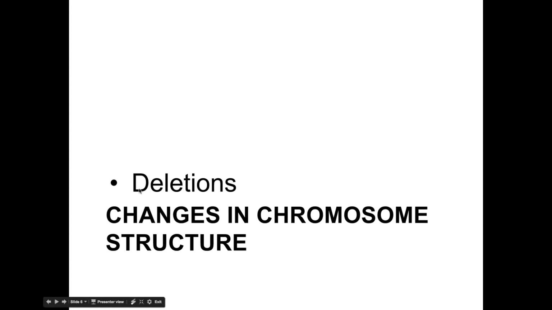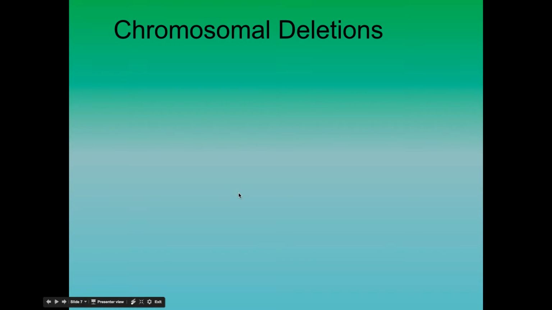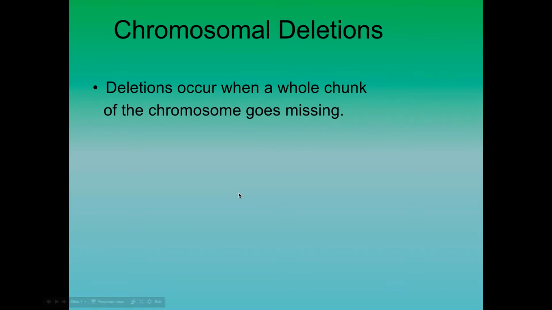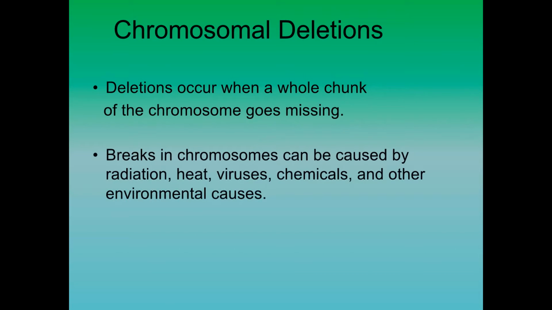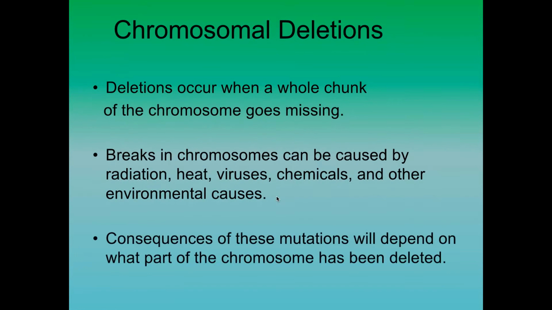Now, first, we're going to focus on deletions. These are the easiest to understand because they're exactly what they sound like. Deletions occur when an entire chunk of the chromosome goes missing, right? So this could happen for any number of reasons. Like I said, radiation, UV light, or other forms of radiation, heat, viruses, chemicals, anything else that can get in your cells can affect your DNA and cause you to lose pieces of your DNA. And then what part of your DNA gets deleted will determine what sort of mutation occurs.